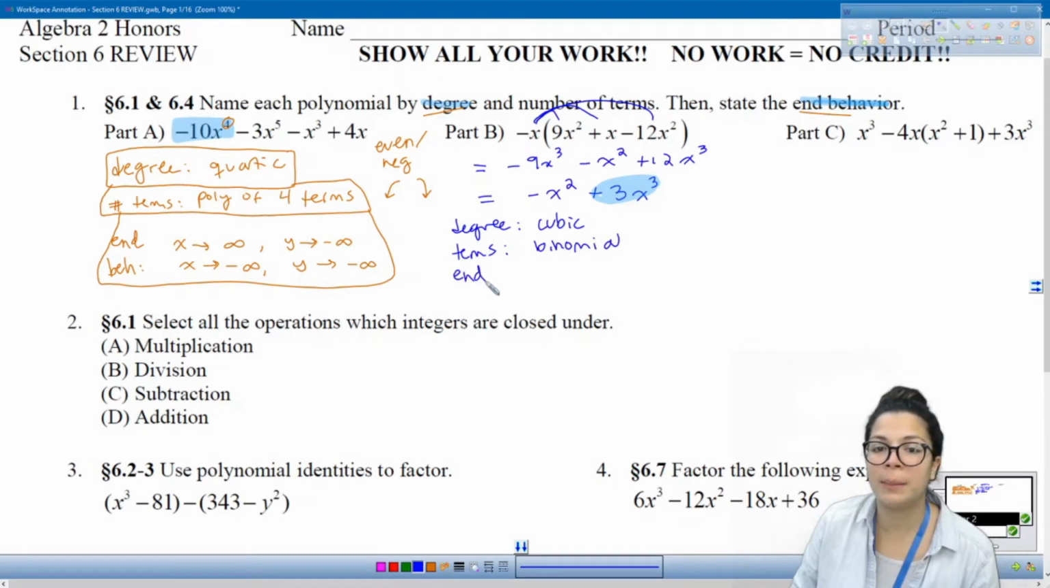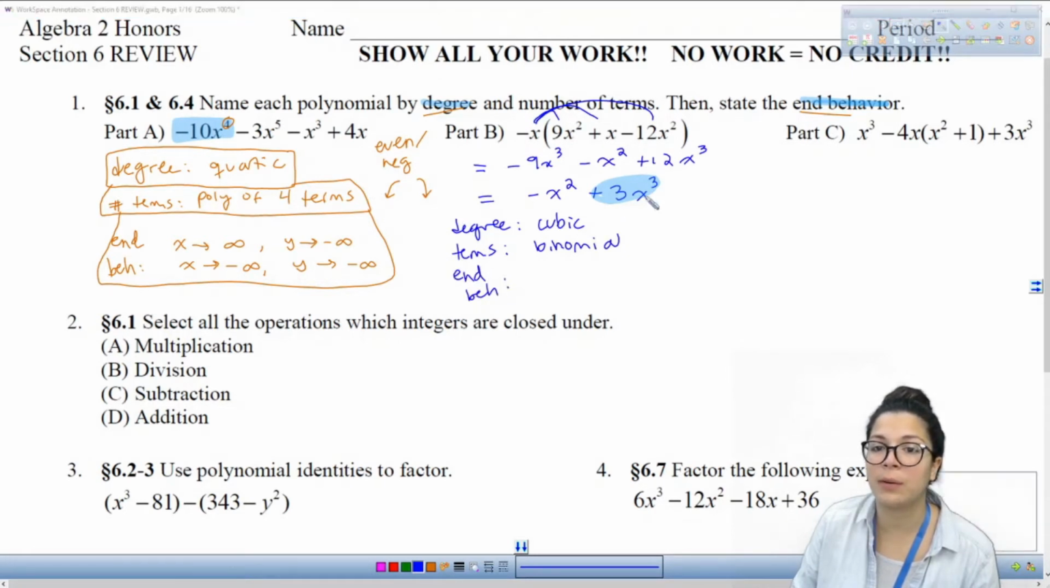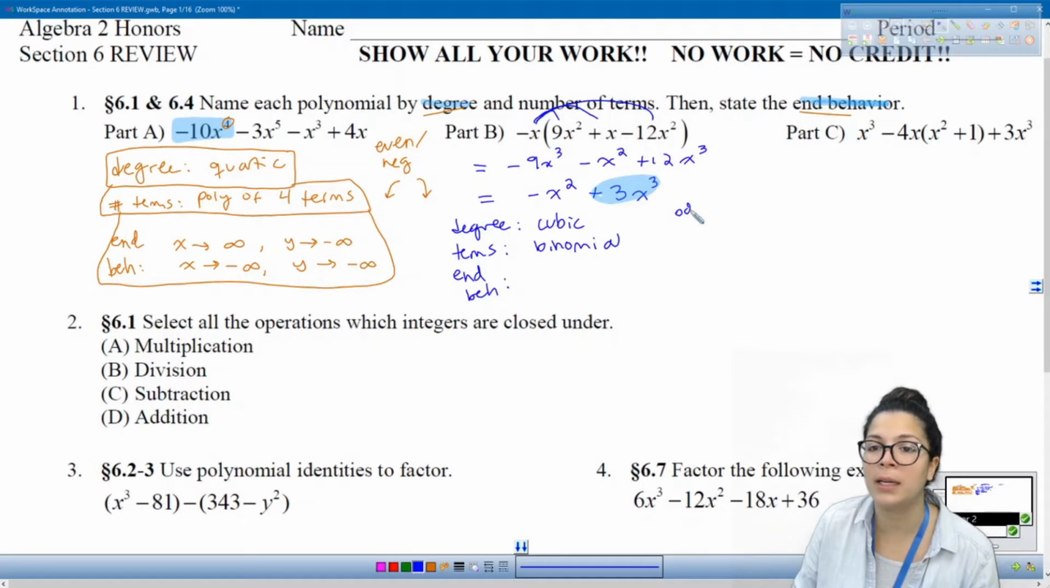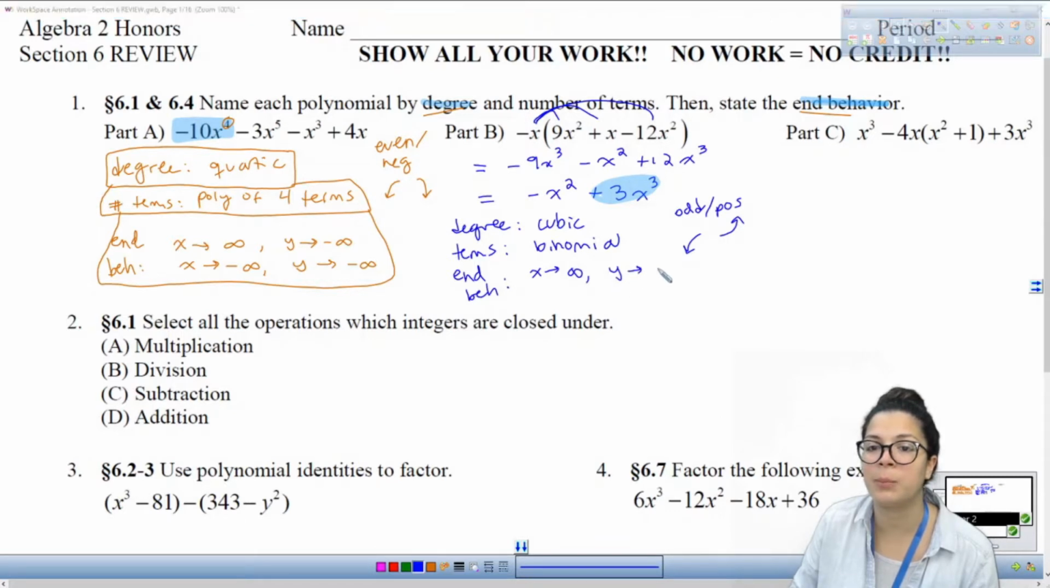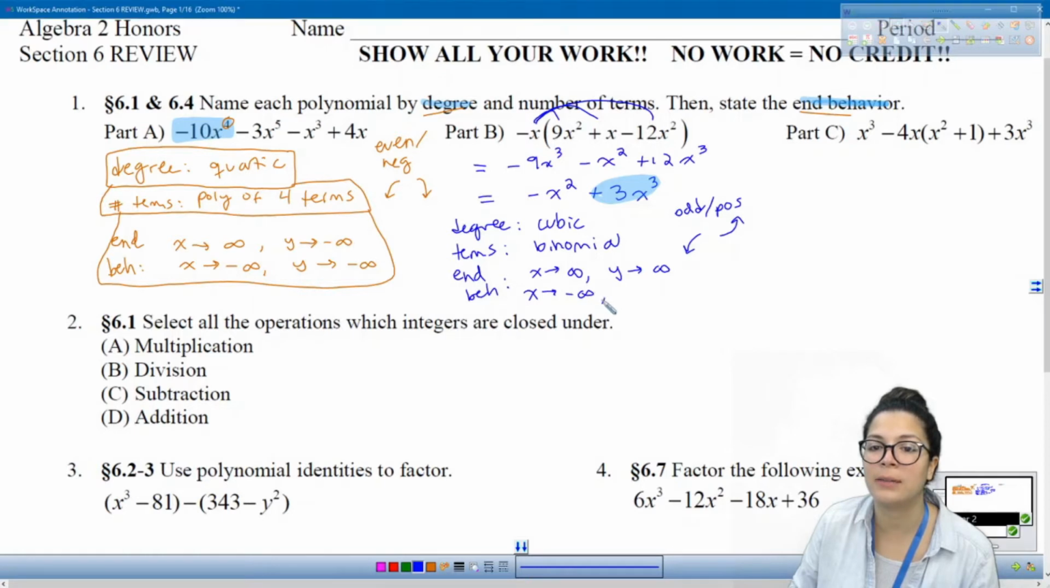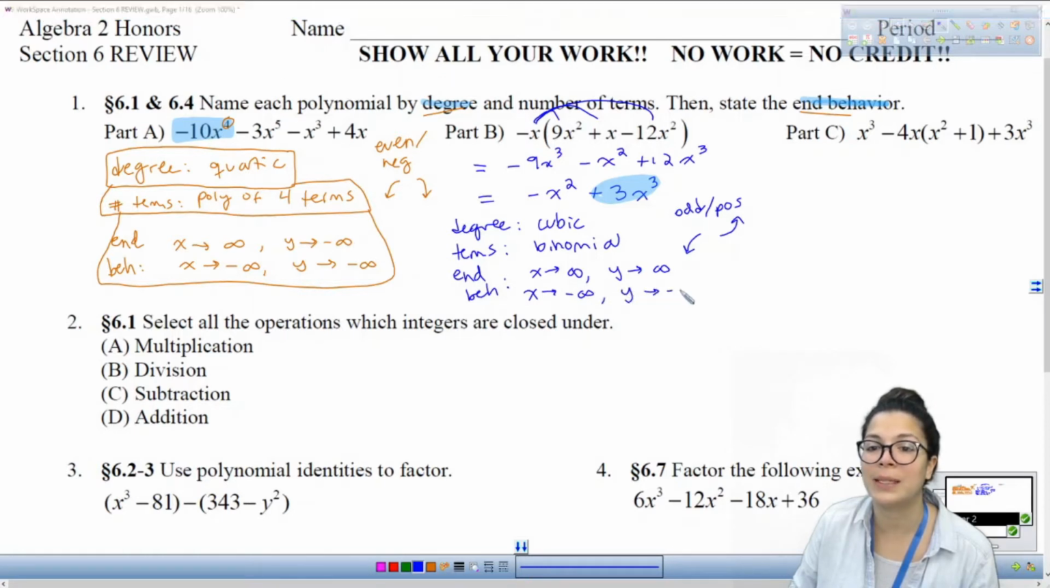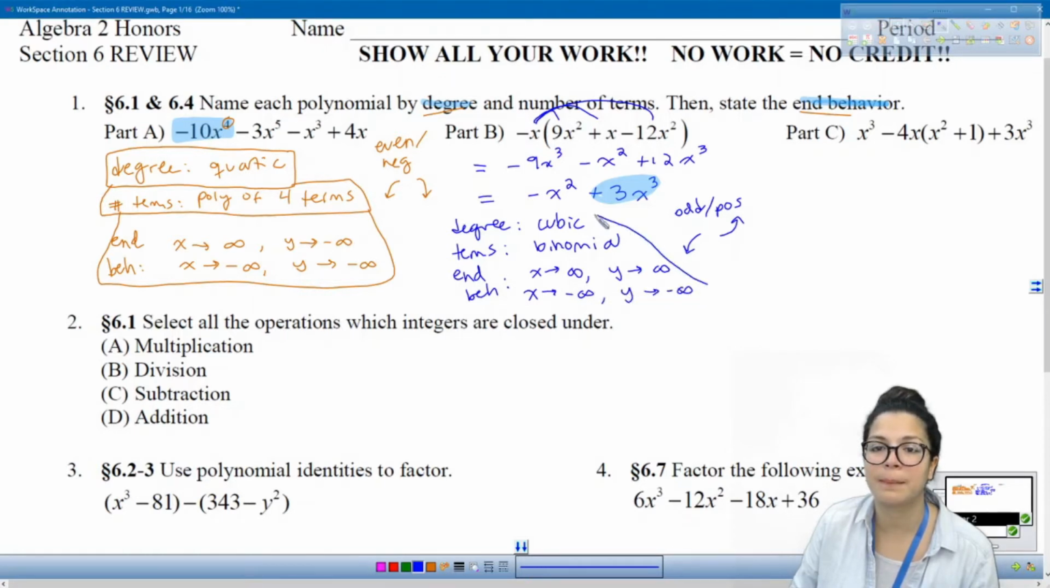And then for our end behavior, based on the degree, we already know the power is odd, and the leading coefficient is positive. So this is odd and positive, which means that we are facing opposite directions, overall going up from left to right. So as x approaches positive infinity on the right-hand side, that y value is going up to positive infinity. And then as x approaches negative infinity on the left-hand side, the y value is going down to negative infinity.